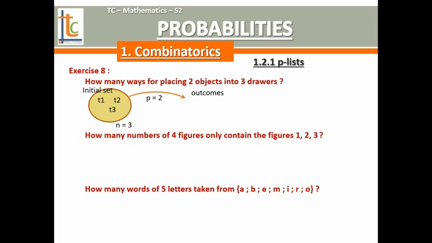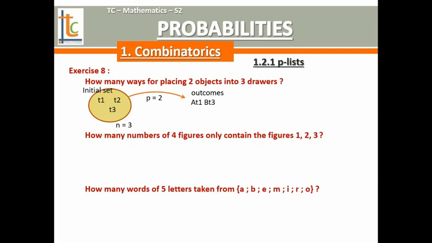So as you can notice, I'm displaying a scheme here that shows the initial set and then on the right, the set of outcomes. It will be very important for you in order to avoid any mistake. So a possibility is to put the object A in the first drawer and the object B in the third one.